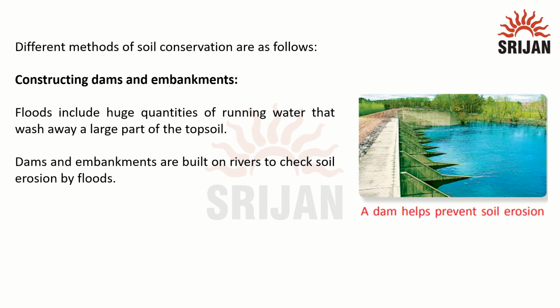And the next method is to construct dams and embankments. Now floods involve a huge quantity of running water that washes away a large part of the topsoil. Dams are basically checkpoints. Embankments are built on the rivers to check soil erosion by floods.